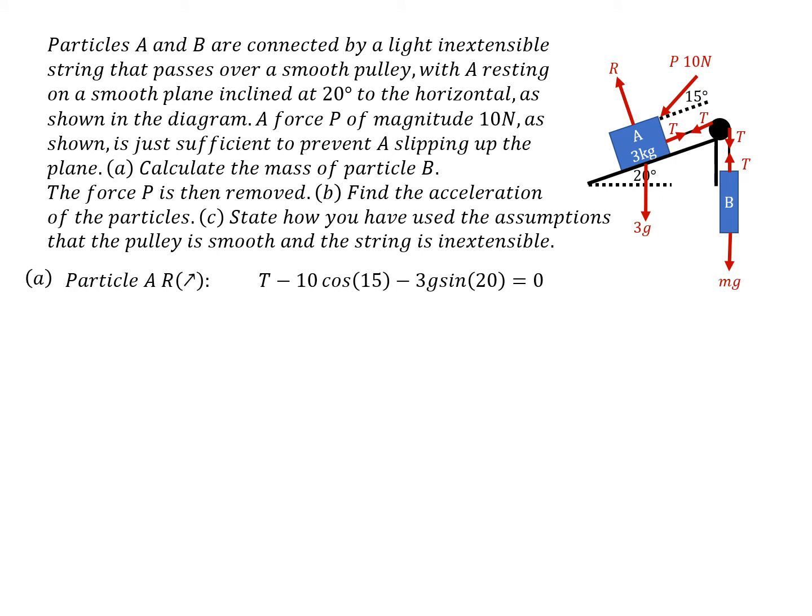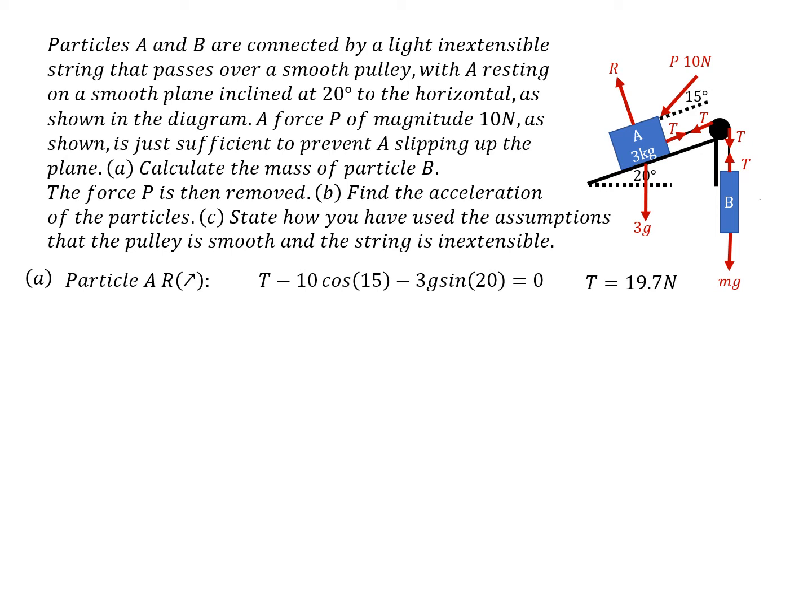So we've got T in the upward direction, because that's the direction I'm choosing to take as positive, minus 10 cos 15, which is the component of P parallel to the plane, minus 3g times the sine of 20, and that equals 0 because there's no acceleration. So that gives me a value for T of 19.7 newtons.